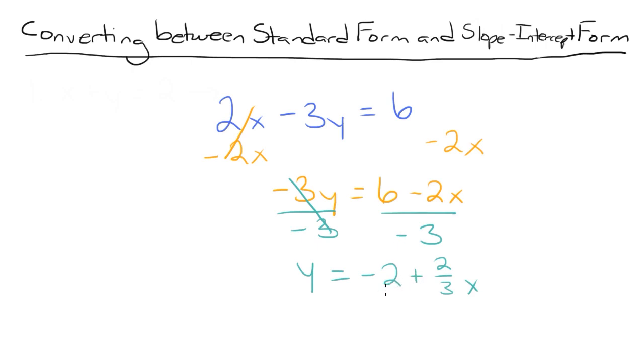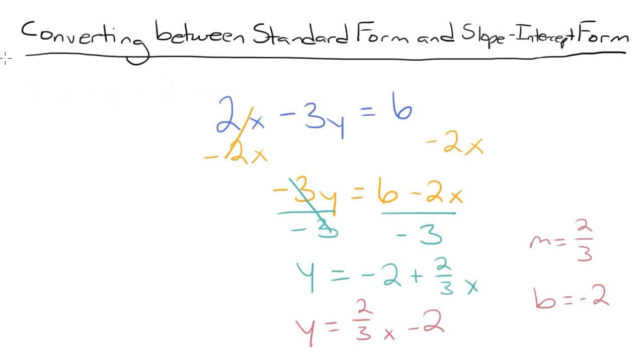So we almost have our correct answer, but we need to switch our terms on the right side. So that will give us y equals 2/3 x minus 2. And we can see that our slope, m, is equal to 2/3, and our y-intercept, b, is equal to negative 2.